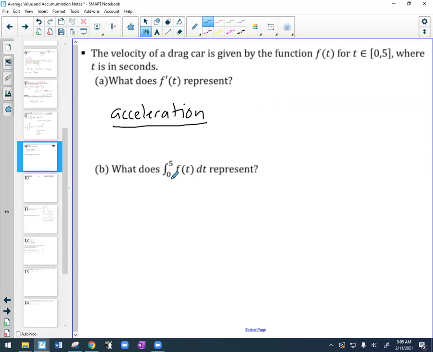It's like an accumulation, right? That's what I mean when I say accumulations. This thing accumulates, it adds things up. And if we know that this is a velocity in meters per second, and this dt is the time in seconds, what's accumulating is meters, it's accumulating distance. Specifically, it accumulates the displacement of the car from 0 to 5 seconds.